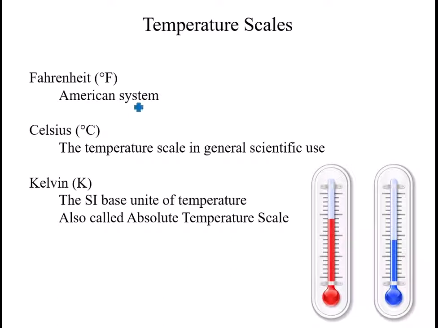Okay, the second section of 1.6 has to do with temperature scales. There are 3 common temperature scales. The Fahrenheit, which is what we use in America. The Celsius, which is probably the temperature that most of the world uses. This one also says for general scientific use. And then the Kelvin, which we typically use with gases, which we'll get to in Chapter 5, is the SI unit of measurement. It's also called the absolute temperature scale.